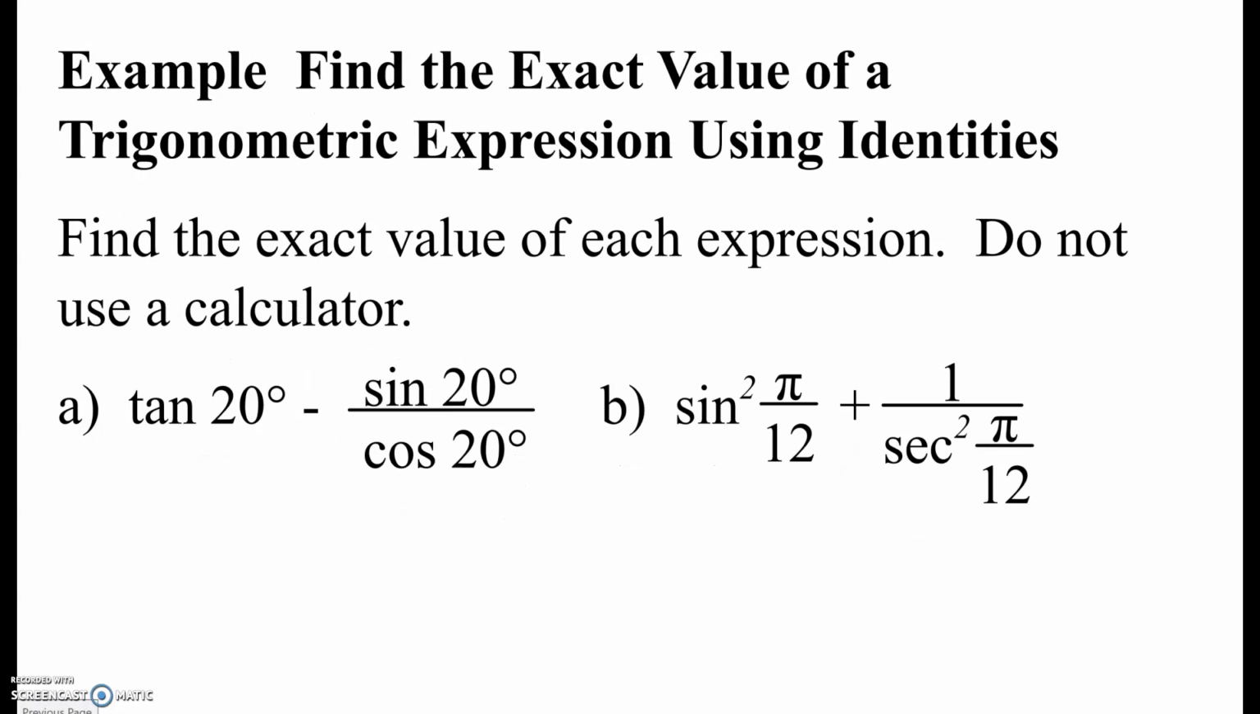So for our first set of examples, we're going to find the exact value of a trigonometric expression using any of those identities, the reciprocal identities, the quotient identities, or the Pythagorean identities. Find the exact value of each expression. Do not use a calculator.